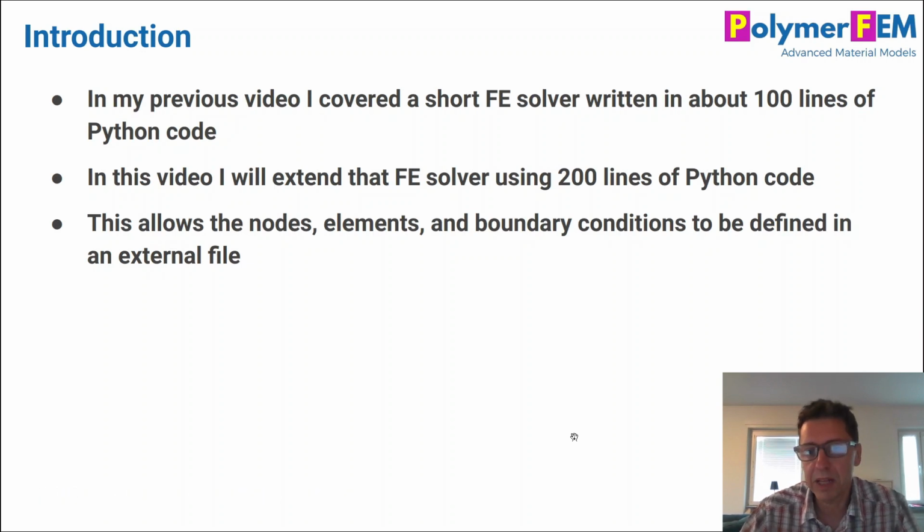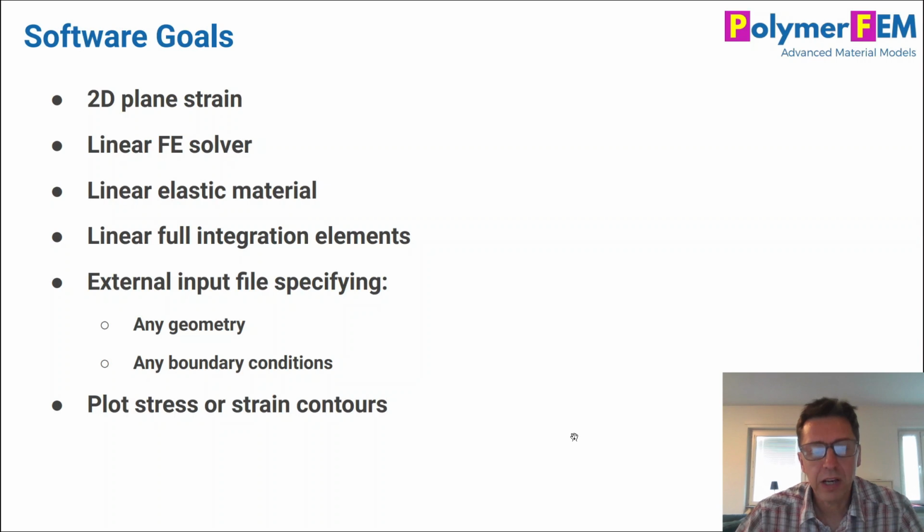But by doubling the size to 200 lines, we can get that in an external file, and that makes it much easier and more useful. So I just implemented that functionality. Today I'm going to talk a little bit about how that works and show you the results from doing that. As in the previous video, it's a 2D problem that I'm looking at.